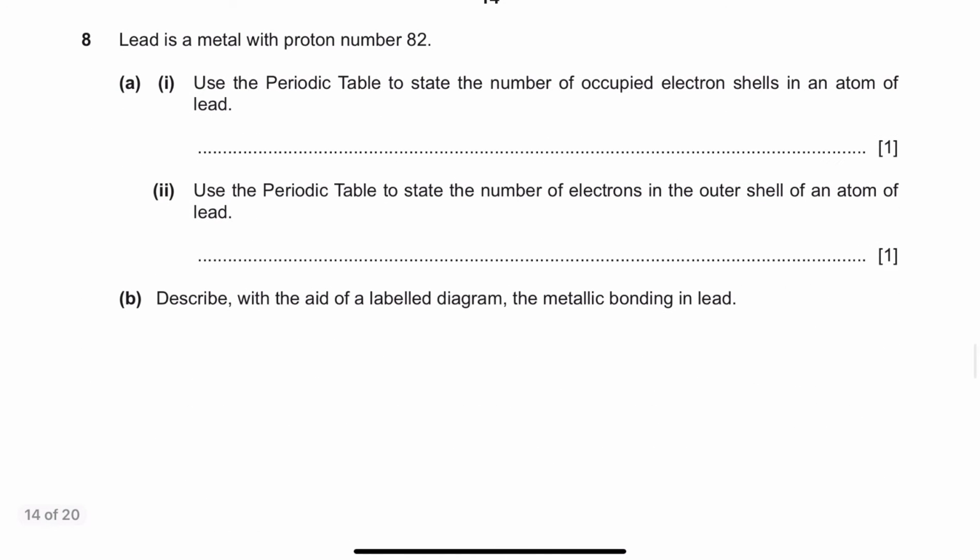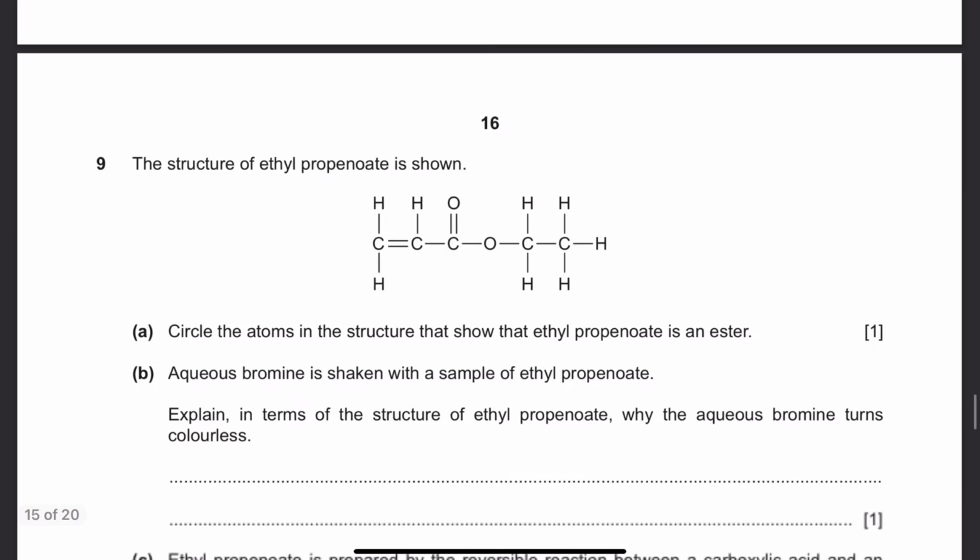Moving on. Oh, I'm so tired, man. Now, moving on, it says lead is a metal with a proton number of 82. Use the periodic table to state the number of occupied electron shells in the atoms of lead. So it's actually saying कि periodic table इस्तेमाल करें to tell me how many occupied electron shells. कितने shells हैं? So shell number कैसे पता चलेगा?